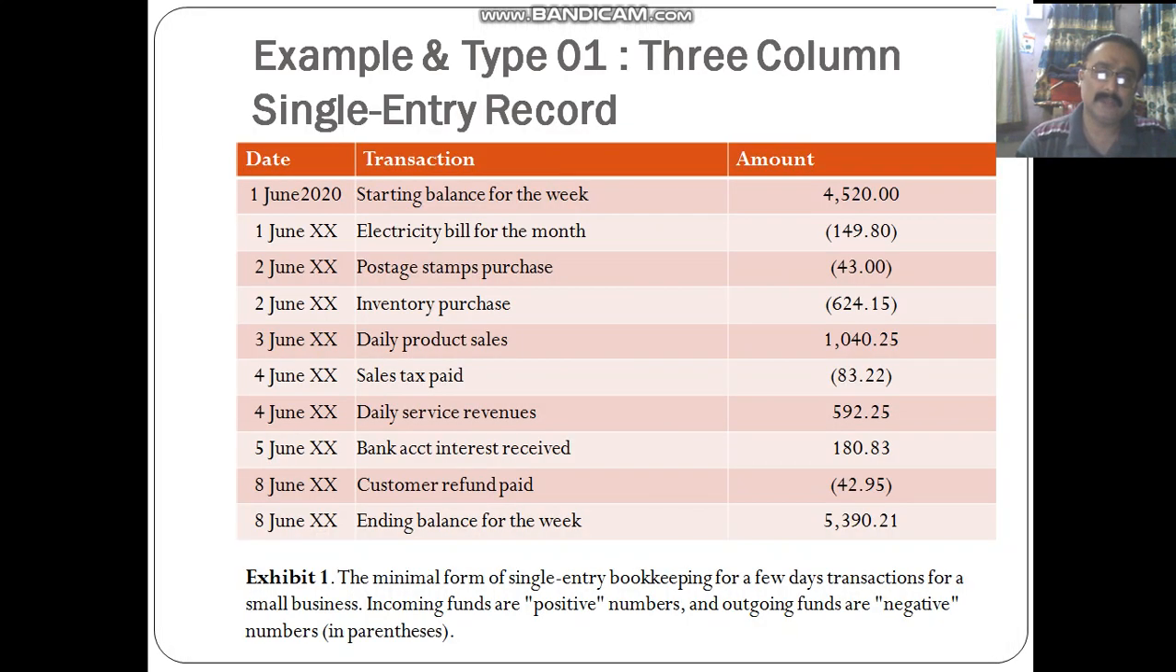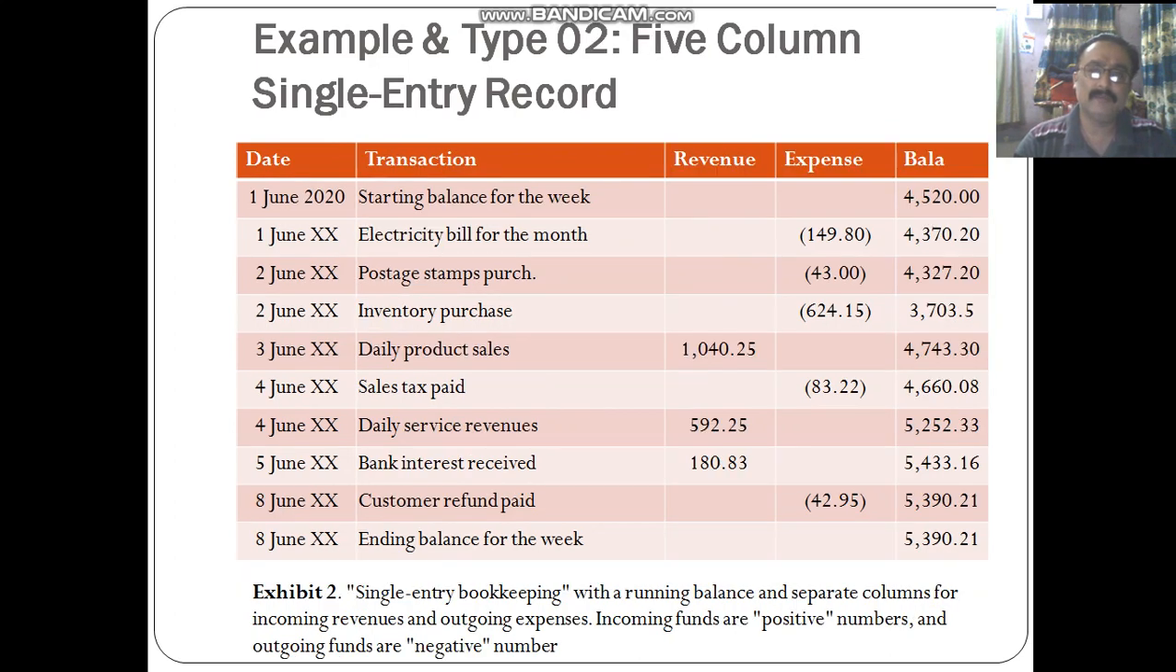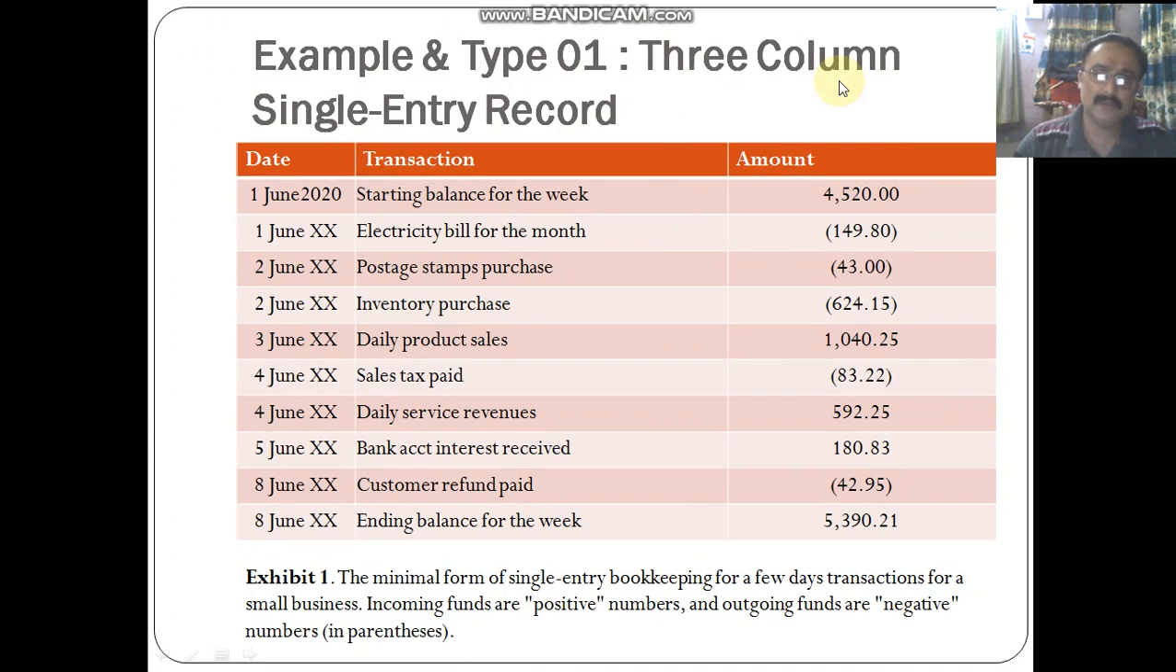Now, here I have shown an example of a three column single entry record. Basically, single entry accounting system has two types: three column single entry record and five column single entry record. Here you will see both. But before that, I would like to focus on the three column single entry record. It has basically three columns: the date, transaction, and amount.